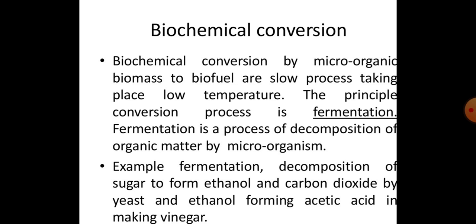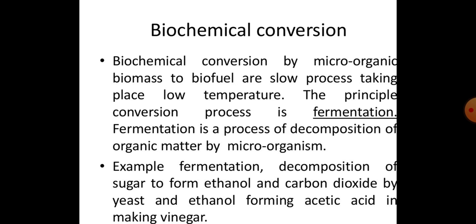So the principal conversion process is fermentation. The main concept of this biochemical conversion is fermentation. It is a process of decomposition of organic matter by microorganisms. So whatever the biomass is, it is decomposed with the help of microorganisms. So it is basically fermented. The example given is that sugar is converted to ethanol and carbon dioxide by yeast with the help of fermentation, and ethanol forming acetic acid in making vinegar. So these two are the basic examples in which biochemical conversion is used.